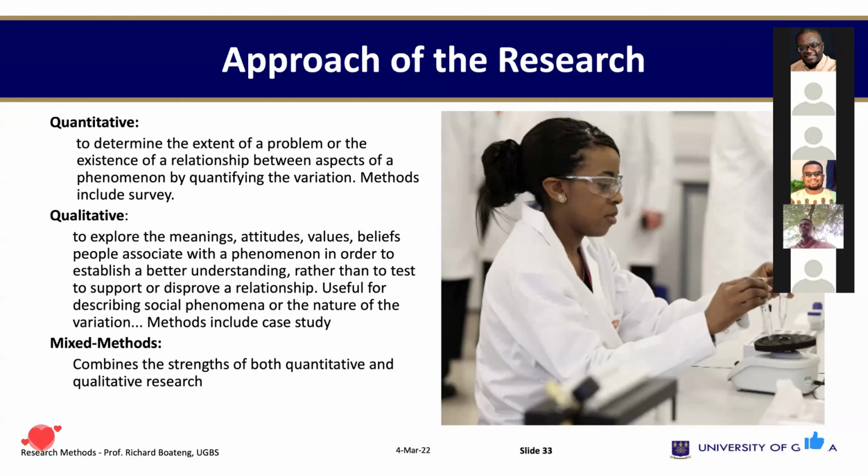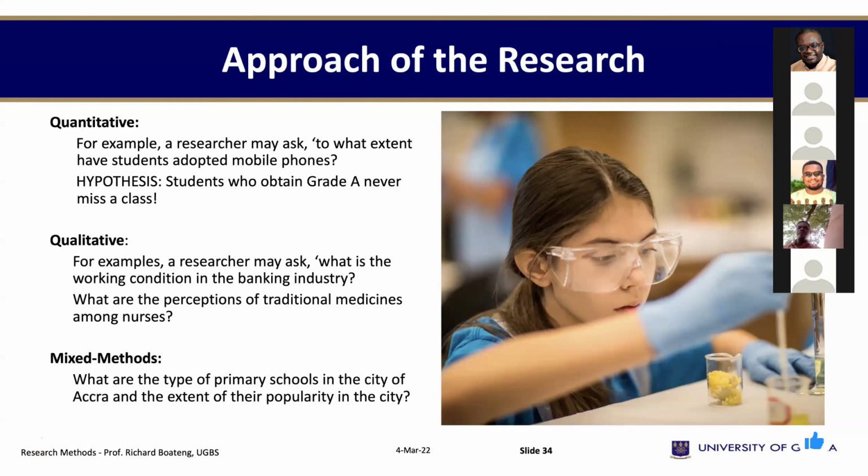Okay. So the question, quantitative: a researcher may ask, to what extent have students adopted mobile phones? To what extent? That will be quantitative. A hypothesis type of study: will students who obtain grade A never miss a class? So you are now exploring the relationship between attendance and result.